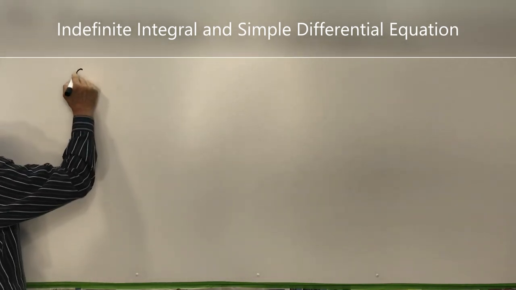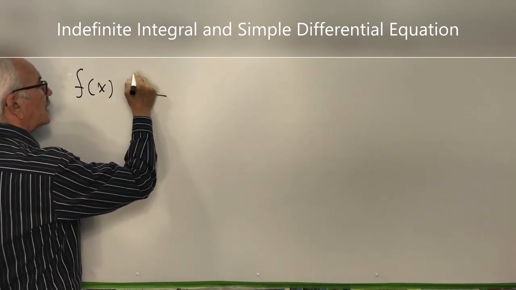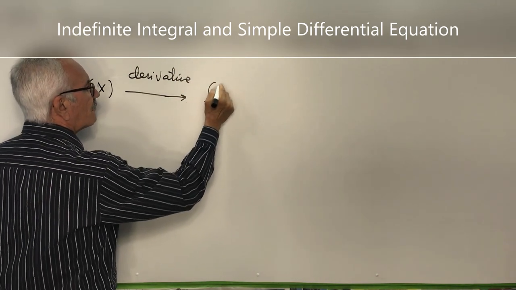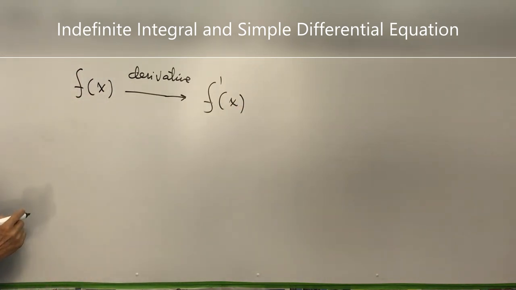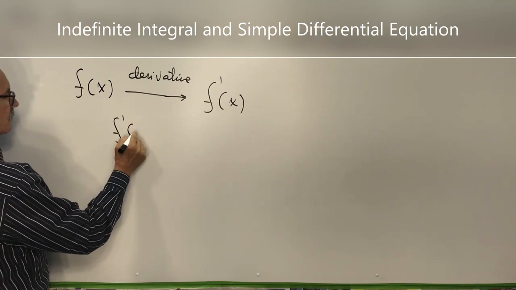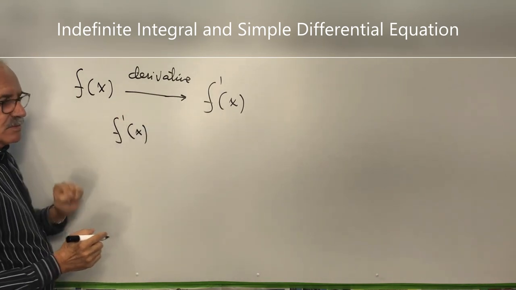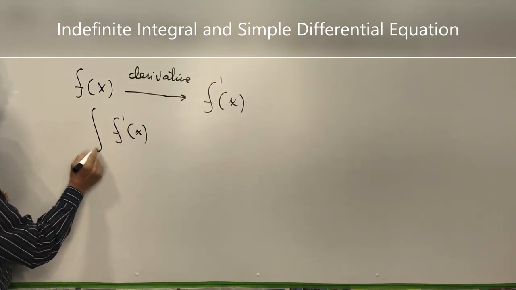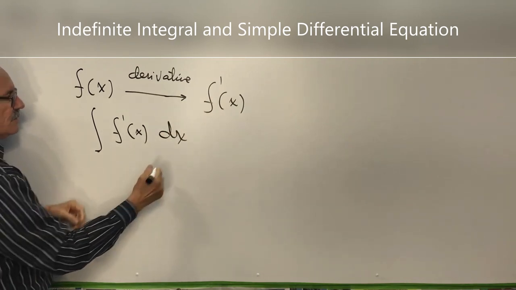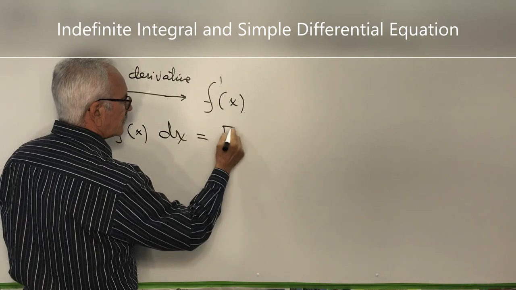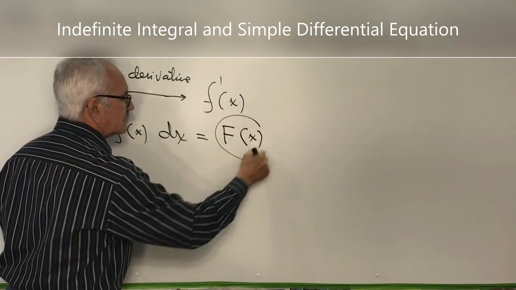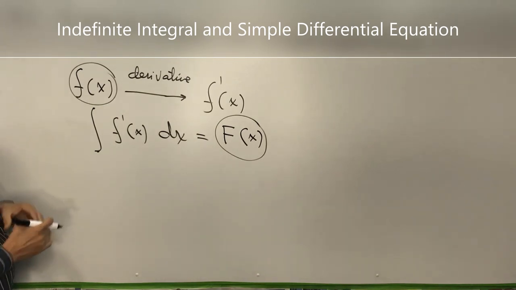So, if we have a function in x, the derivative will be f prime in x. Now, if we want to get the function coming from the derivative, first of all, we use this symbol and we integrate that function, the derivative, in order to get the antiderivative, which is used to be represented with capital letter. These two elements are the same. This is the notation.